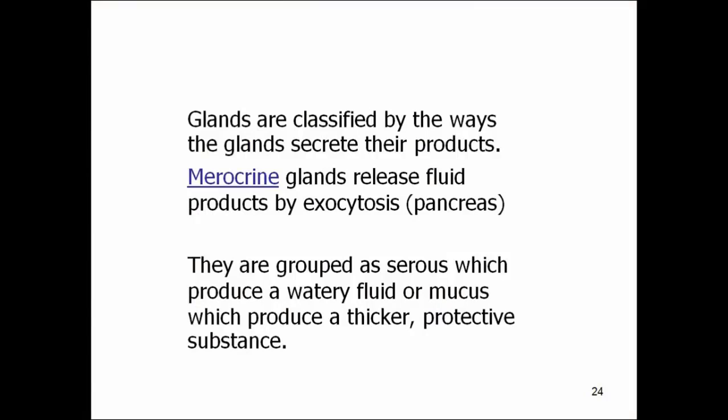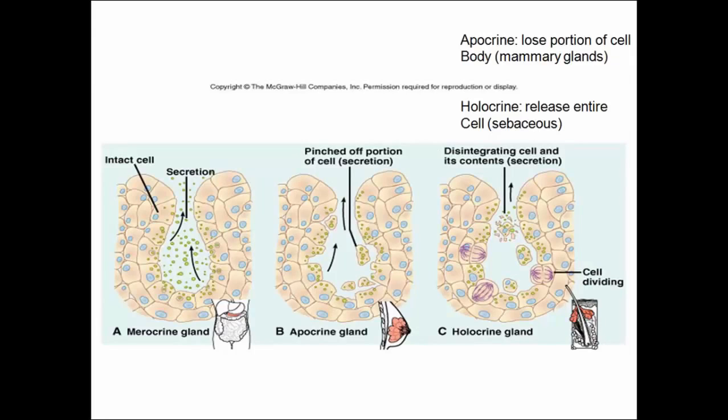Glands can be classified by the way those glands secrete their products. Merocrine glands release fluid products by exocytosis. You have serous glands and mucus glands. Mucus glands secrete a thicker mucus substance. Serous is more watery. In apocrine glands, a portion of the cell pinches off, and in holocrine glands, the entire cell is released. An example of holocrine is the sebaceous or oil glands in our skin.